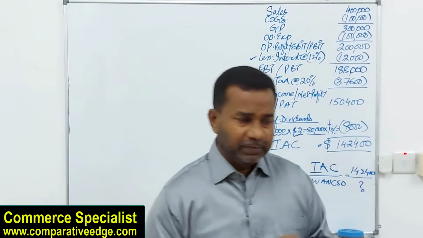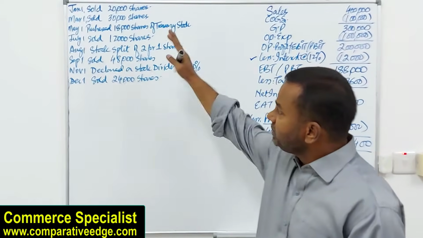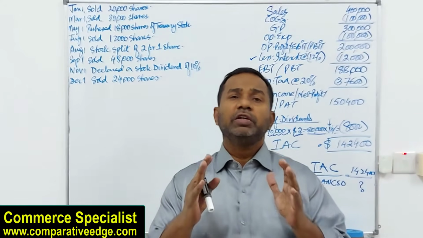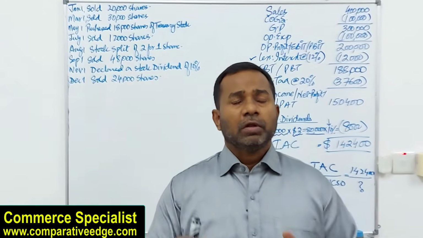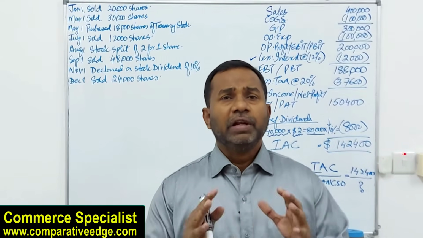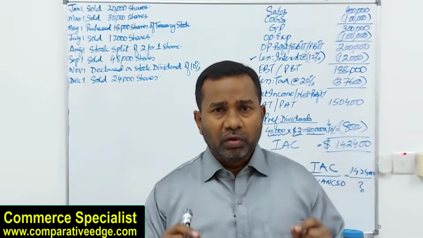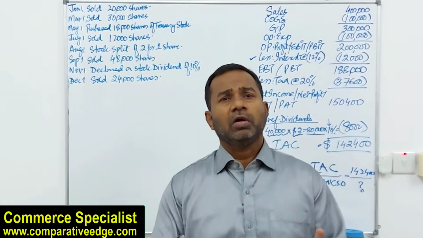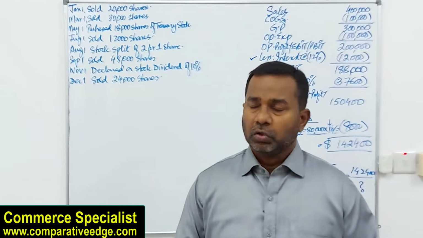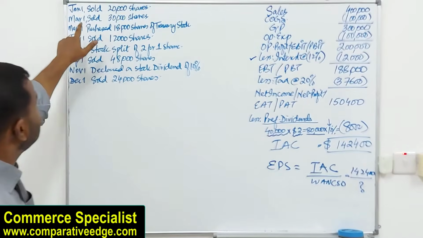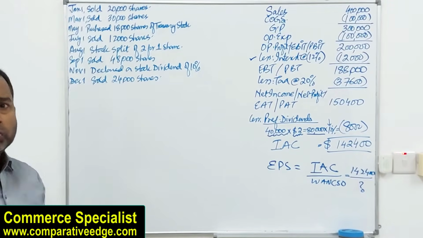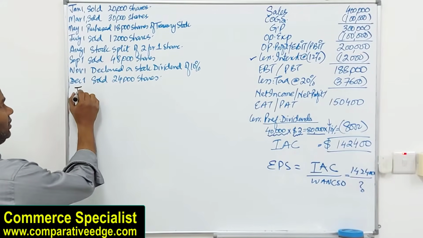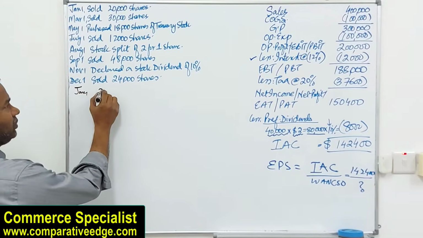So let's look at the example. Guys, I've given you some details here. The company has made some transactions relating to shares, and looking at those transactions, we will calculate the weighted average number of common shares outstanding. Common shares, common stock, ordinary shares are the same. So if you look at the first one, it says on January 1st sold 20,000 shares. I'm writing here January 1st. We are selling 20,000 shares.